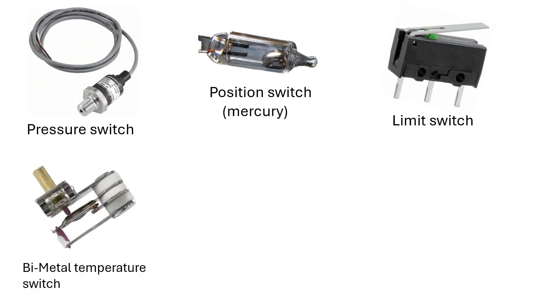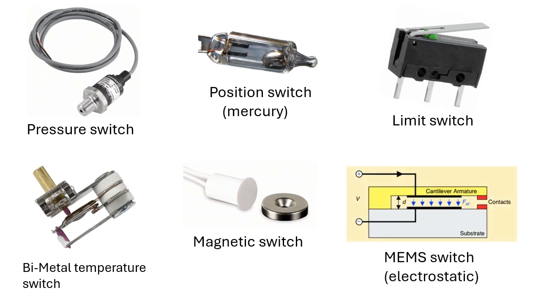Thermostat switch operates based on the thermal expansion of dissimilar metals. The magnetic switch opens or closes, controlled by a magnetic force. Lastly, the MEMS switch. This switch closes based on an applied electrostatic force. It is very small, on the order of 50 microns.